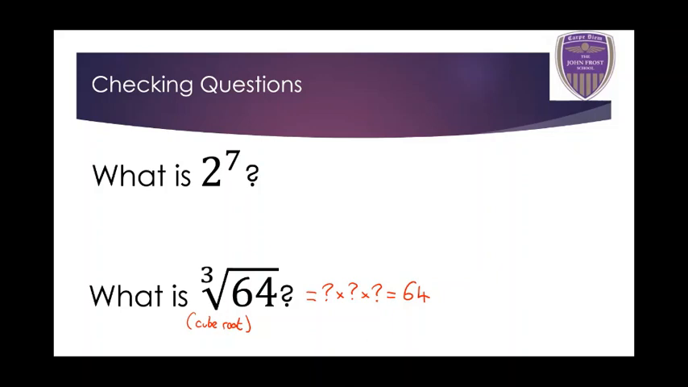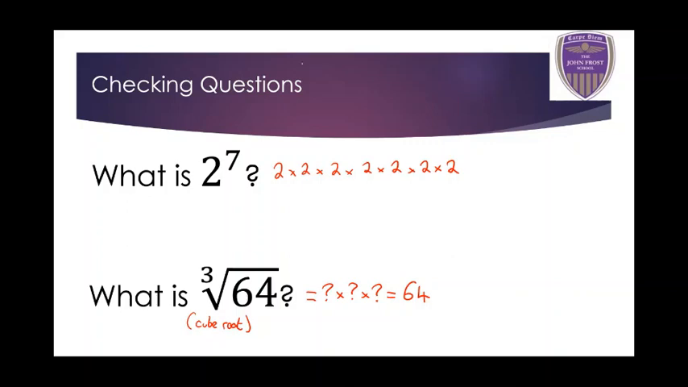Okay, so what is 2 to the power of 7? Well, hopefully you figured out that 2 to the power of 7 is just 2 times 2 times 2 times 2 times 2 times 2 times 2, okay? So it's 2 times itself 7 times, okay?